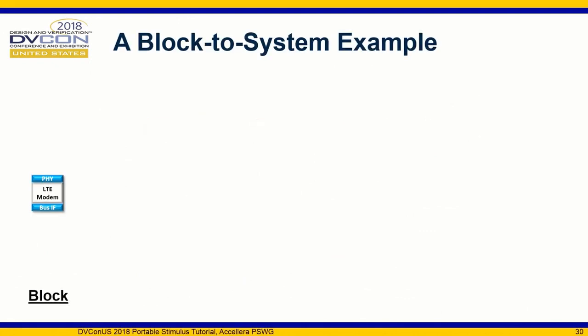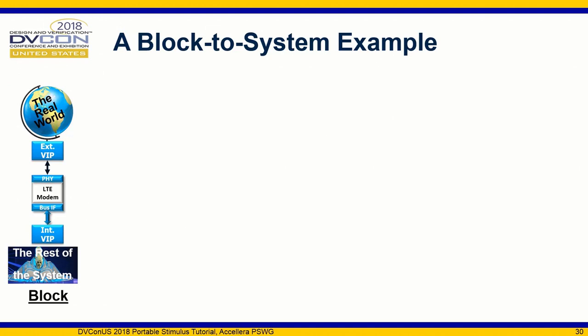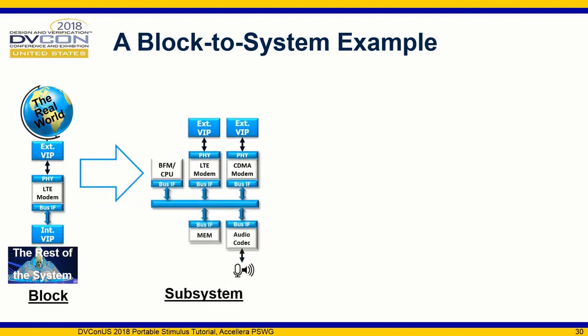So we have our block here, we have our modem, and again, we have the real world, the external stuff on one end, and the internal stuff, the rest of the system, on the other. So we're going to go through how we're going to set this up, and then we're going to show you how you take that and reuse it in a subsystem. Right? And a subsystem is a bunch of stuff with a CPU, but not everything. That's sort of the definition of a subsystem.